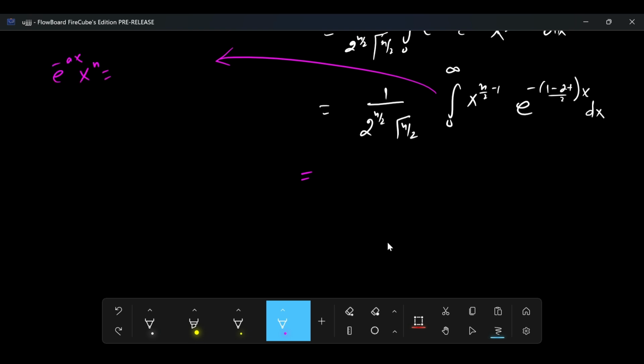So this is like this. The form of this gamma integral is: the integral of e raised to the power minus ax times x raised to the power n minus 1 is equal to gamma n divided by a raised to the power n.